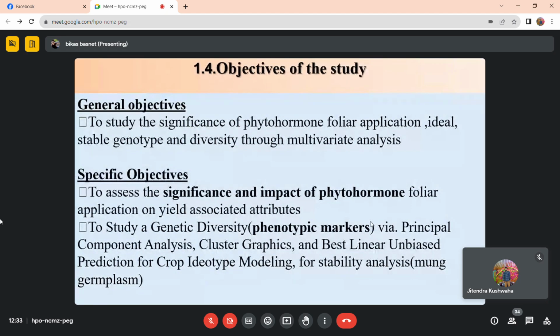Here is the objective of my study. There are general objectives and specific objectives. The general objective is to study the significance of the phytohormone foliar applications and ideal stable genotype and diversity through multivariate analysis techniques. And the specific objectives are to assess the significance and impact of phytohormone foliar applications on yield associated attributes, to study genetic diversity, especially the phenotypic markers, through principal component analysis, cluster graphics, and best linear unbiased prediction for the crop hydrotile modeling, and for the stability analysis of the tested moong bean germplasm.